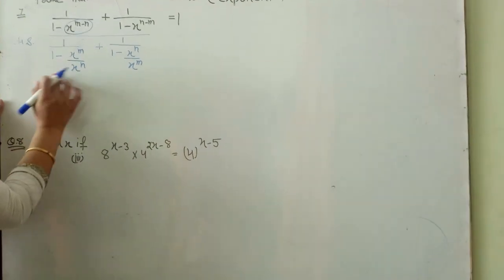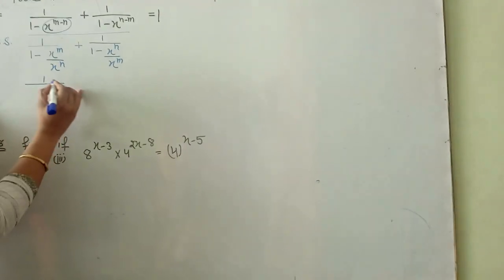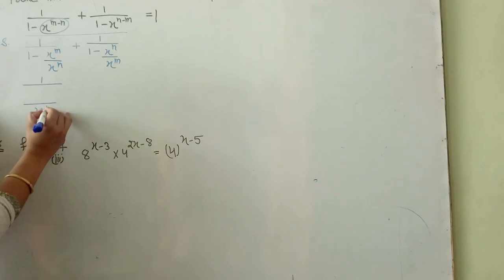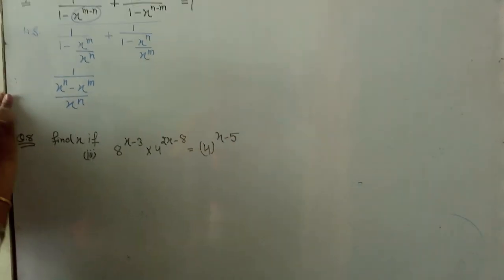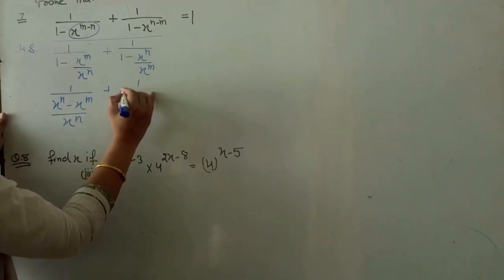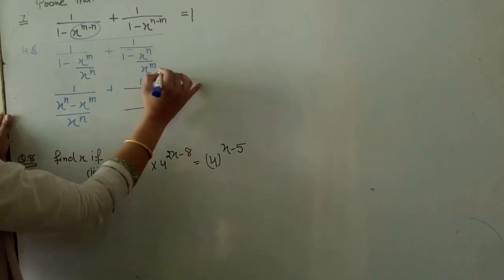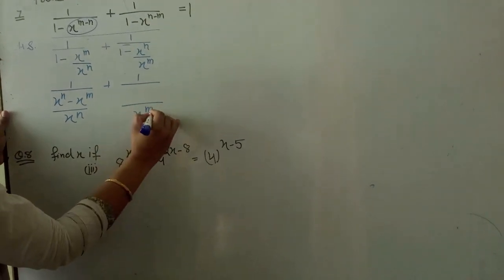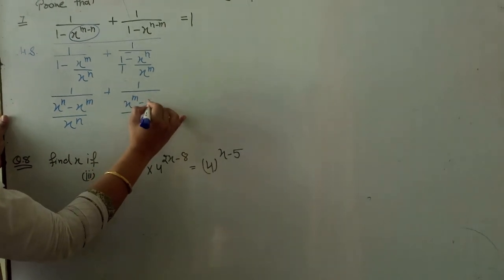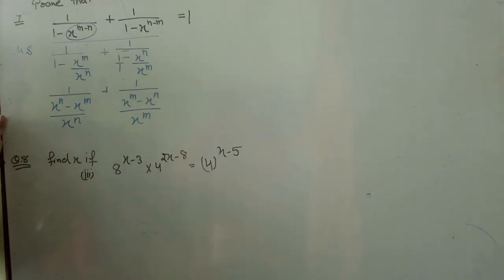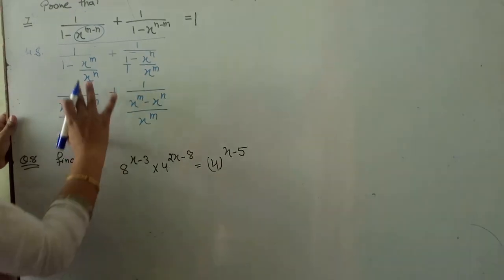Again, we take LCM. 1 as it is, take LCM, then x raised to the power n minus x raised to the power m. Same as it is, 1 by, we take LCM of this, x raised to the power m minus x raised to the power m. Clear? Again, we can write it.